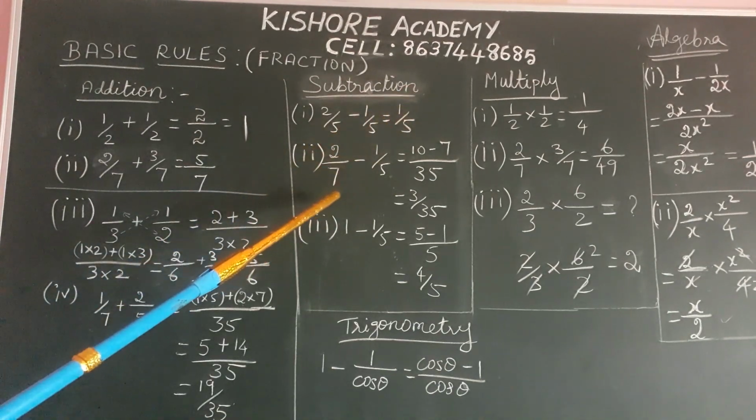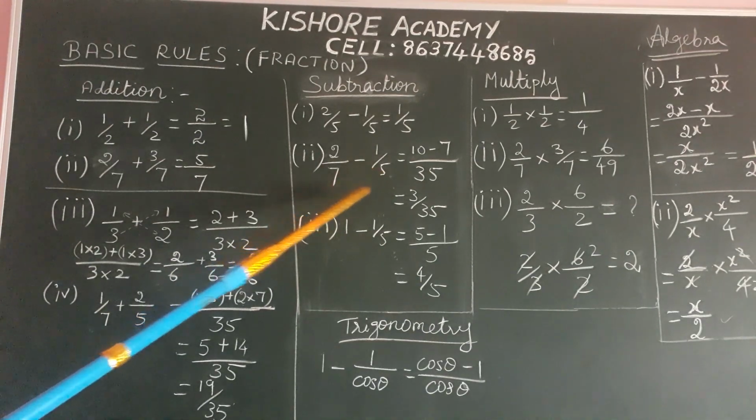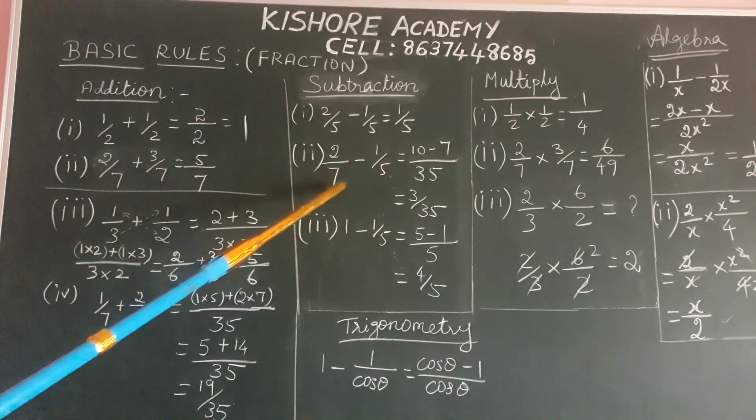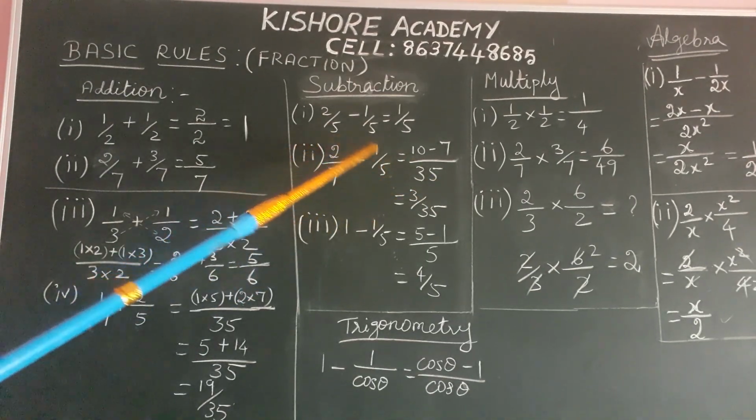Take the second sum, multiply the denominator value. So here the denominator values are not equal. So what we have to do? So multiply these two values. 7 into 5 is equal to 35. Cross multiply.